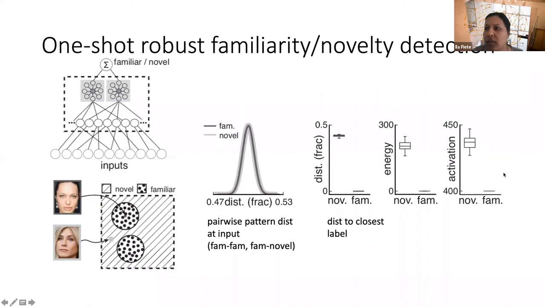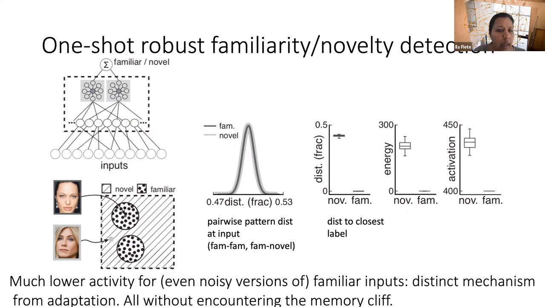And there's a big difference in the energy of the novel versus familiar states. But actually, the different novel states and the different familiar states are very similar to one another statistically in the input states. So it's not like the inputs themselves are statistically different from one another. It's just that they haven't been mapped to these low energy states when they're novel, and they have been when they're familiar. Okay, so basically that's it.